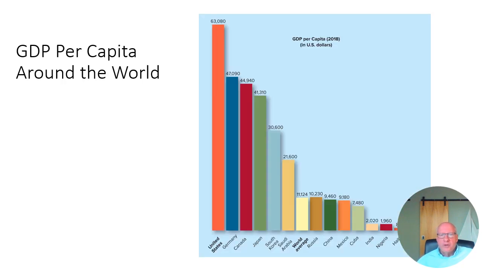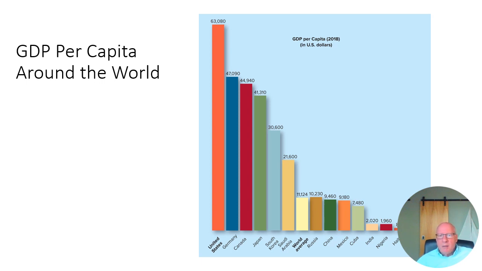Now, what about other countries? The US and Germany are not the only countries in the world. Here's a nice list. We have the United States at 63,000, Germany at 47,000 roughly, Canada at almost 45,000, so Canada is pretty close to Germany, and then Japan at 41,000. These are referred to as wealthy, developed first world nations. Every one of them, even though there are differences between them, they are all significantly higher than most countries in the world.